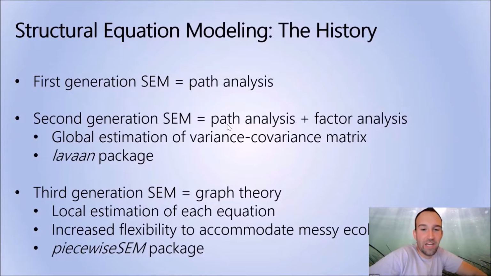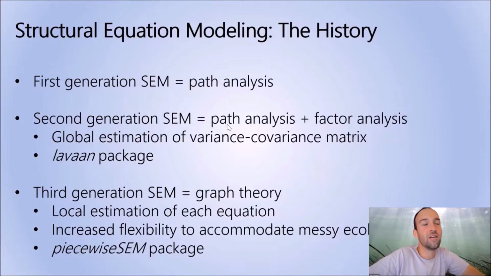So by way of background, there have been several iterations of SEM. The technique itself is about a century old now. The very first generation SEM, which, as I mentioned, was pioneered by Sewell Wright and his colleagues in the 1920s, which is otherwise referred to as path analysis, looks largely at variables that are observable. This is in contrast to the second generation SEM, which combines this path analysis with something called factor analysis. So you may have heard reference to things like confirmatory factor analysis or latent variable modeling.